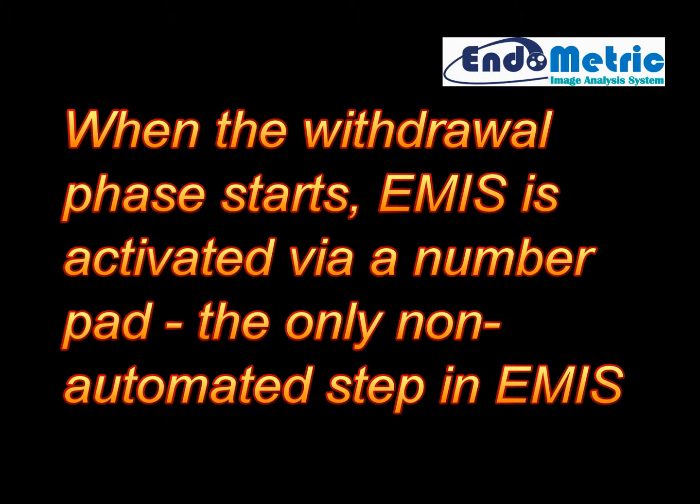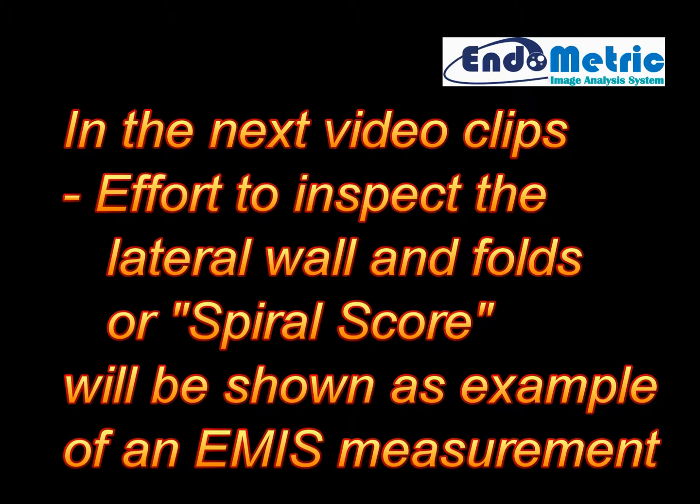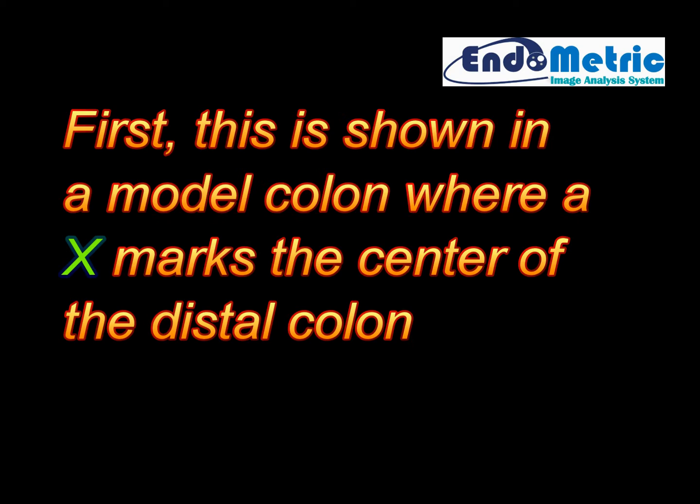When the withdrawal phase starts, EMIS is activated via a number pad, the only non-automated step in EMIS. In the next video clips, effort to inspect the lateral wall and folds, or spiral score, will be shown as example of an EMIS measurement. First, this is shown in a model colon, where a green X marks the center of the distal colon.